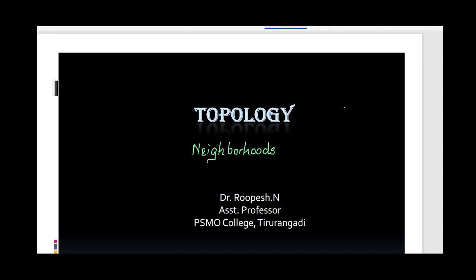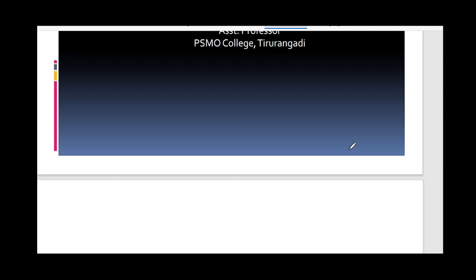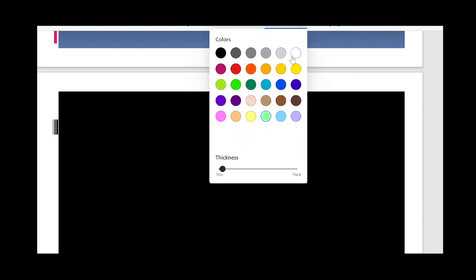Today we will discuss neighborhoods. Generating neighborhoods. First of all, we will see what the definitions are. Neighborhoods. 2.1 Definition.